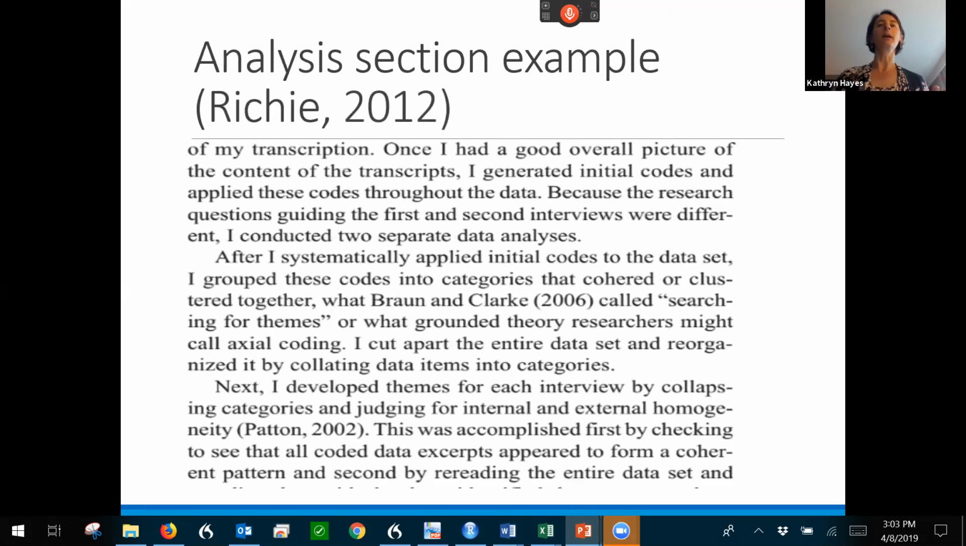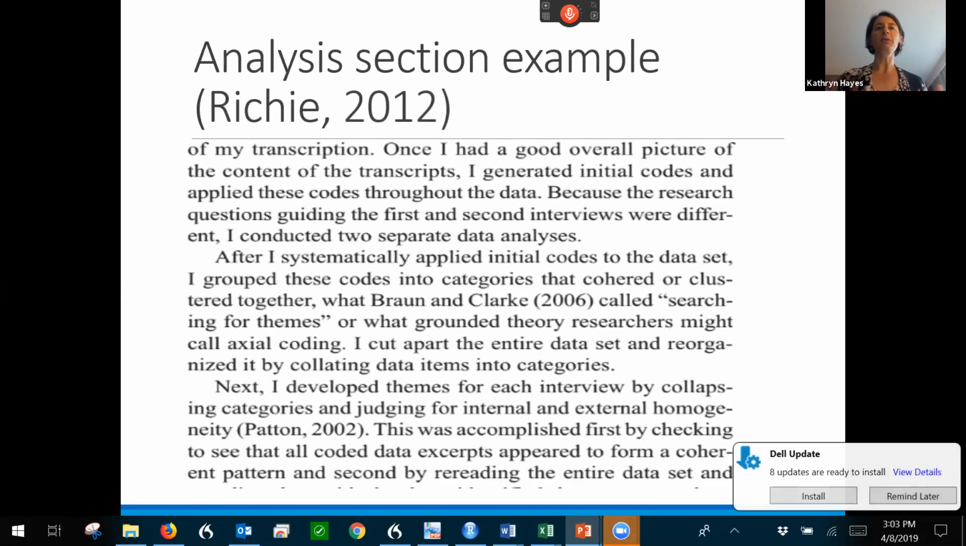This is another example. This is actually one of the studies that is available under Blackboard as an example study. And this person says, once I had a good overall picture of the content of the transcripts, I generated initial codes and applied these codes throughout the data. Because the research questions that guided the first and second interviews were different, I conducted two separate data analyses. So he's describing what's going on.